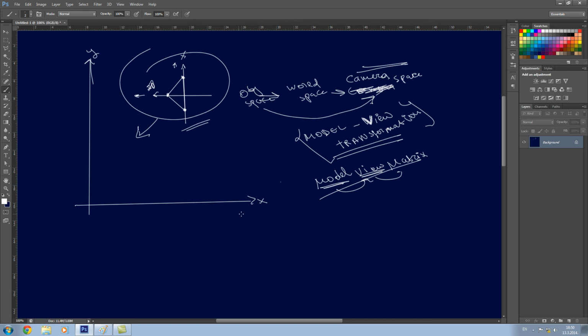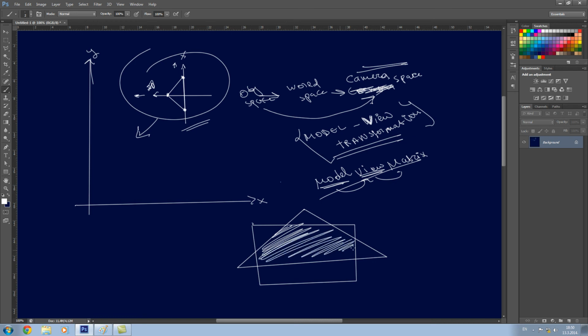For example, if I say this is your monitor, and you have, for example, a triangle which is yay big, the computer needs to only worry about this part, and discard these guys. These guys have to be clipped out. So this is what clipping is about.